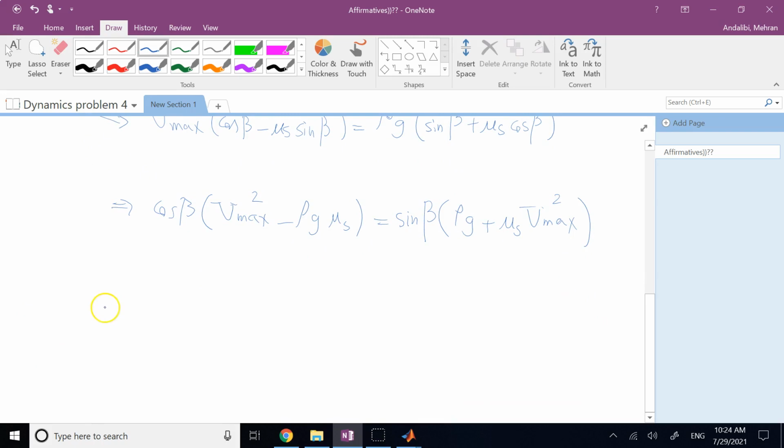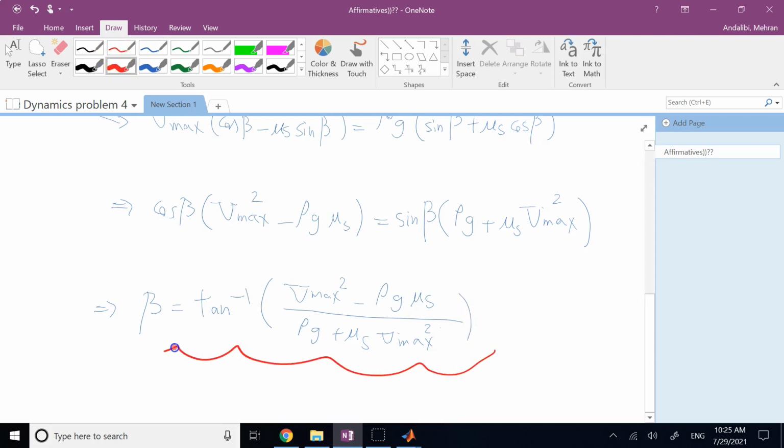And if you divide both sides by cosine, you will get tangent of beta, and if you get arctangent, your beta is going to be tangent inverse of this term divided by this term. And this is your final answer. Beta, or beta minimum, as a function of Vmax, rho, and g, and we can plot that one as well in MATLAB.